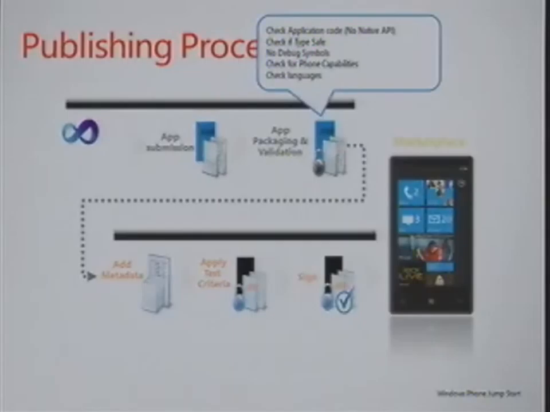Once you send it through, it's going to check a bunch of stuff. It's going to check to see if you're using managed code. Obviously, no native code in it. It's going to check different languages. It's going to check for capabilities. So in your manifest file, it has capabilities that say this application looks for location, this application uses the phone dialer, and so on and so forth. They're there by default. If you're not using them, take them out.